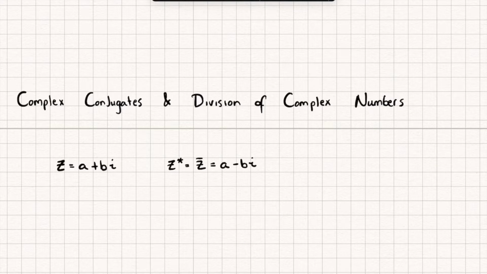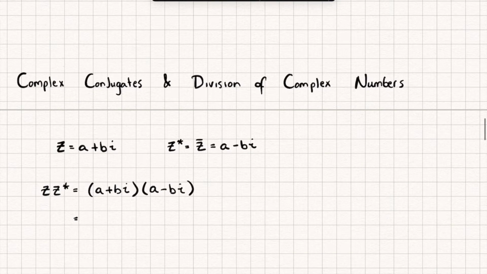Okay, now they have a property where if we multiply z with its complex conjugate, it returns just a real number, so it eliminates the imaginary part. And this is going to be useful when it comes to division of our complex numbers, which we'll look at in a second. So let's just see how that works. Let's take z and multiply it by its complex conjugate, z star. So we get a plus bi multiplied by a minus bi, like so.